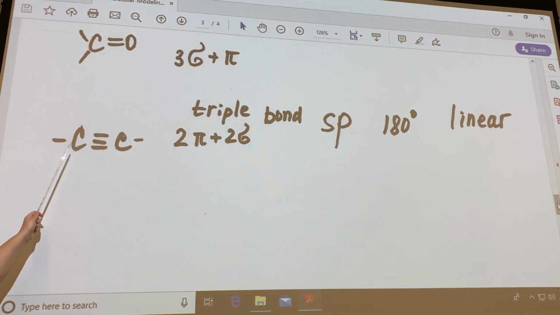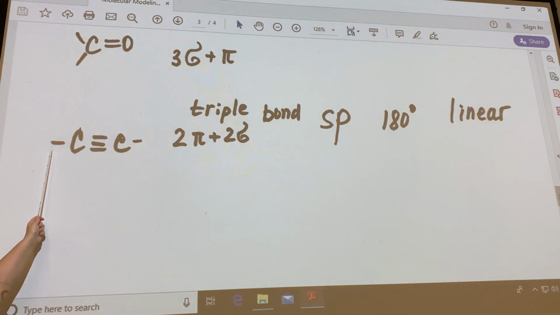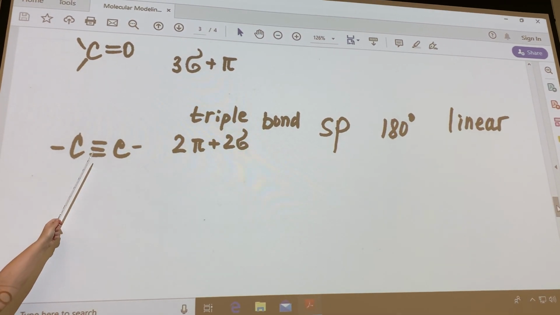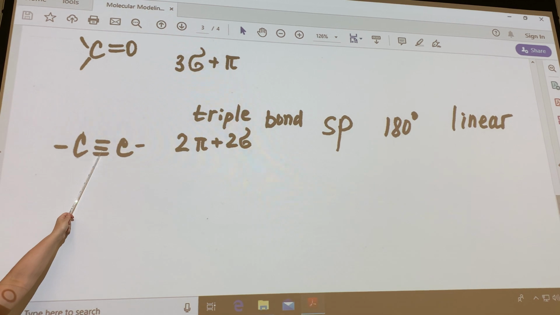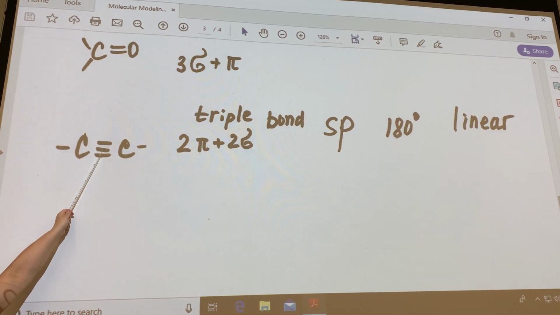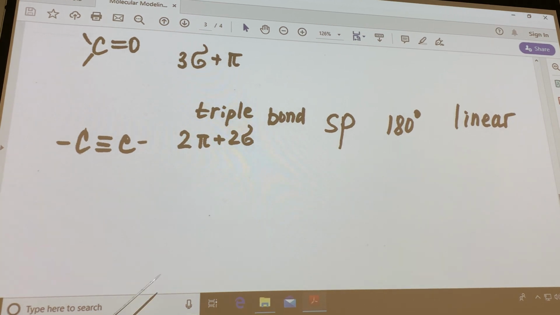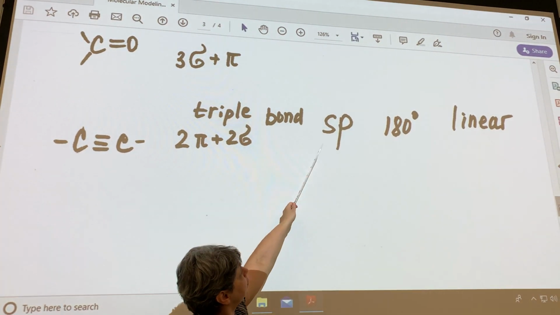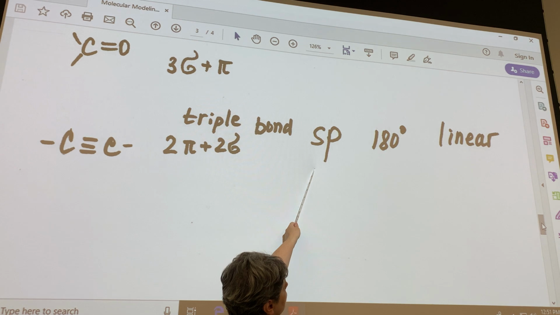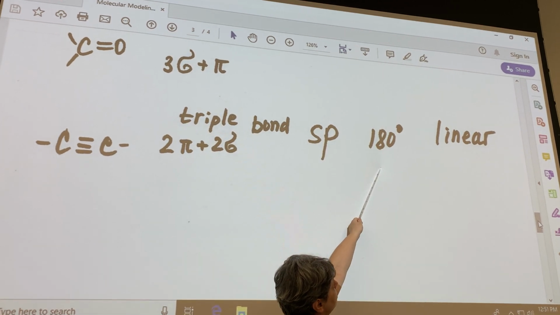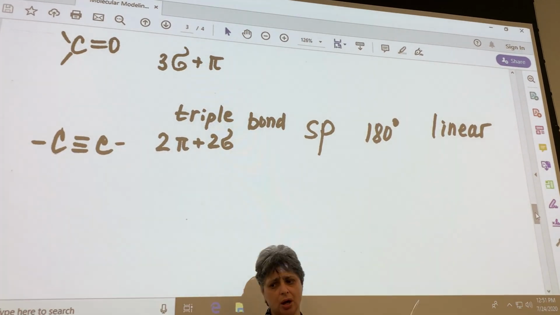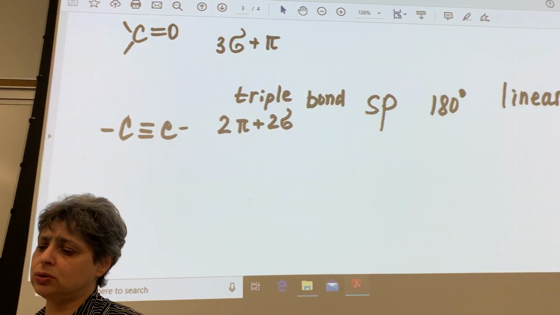Well, a triple bond can form if only one p orbital hybridizes with an s orbital, leaving two unhybridized p orbitals to create one pi bond each for a total of two pi bonds. So in this case, you are going to have an sp hybridization of the central carbon with a bond angle of 180 degrees, which means that the geometry will be linear. So let's look at some examples of these molecules.